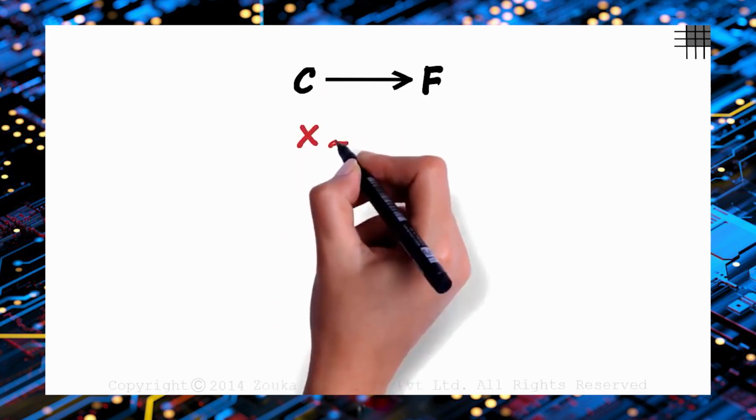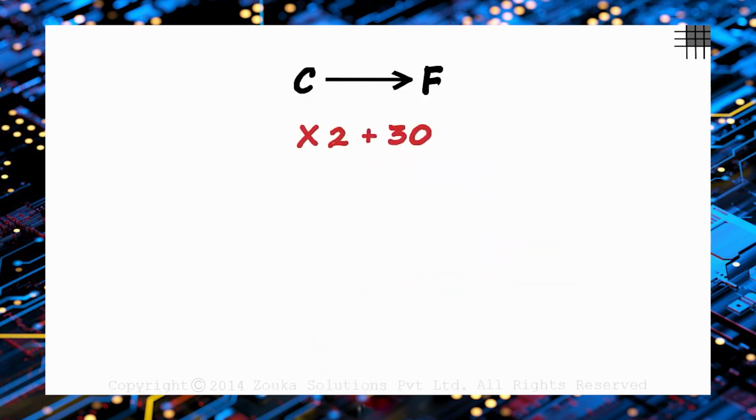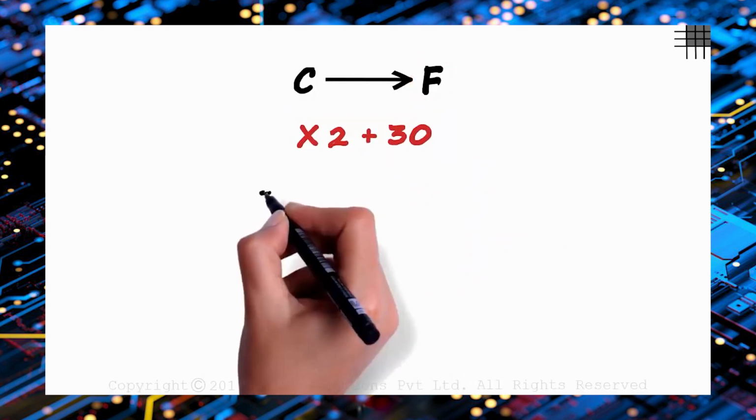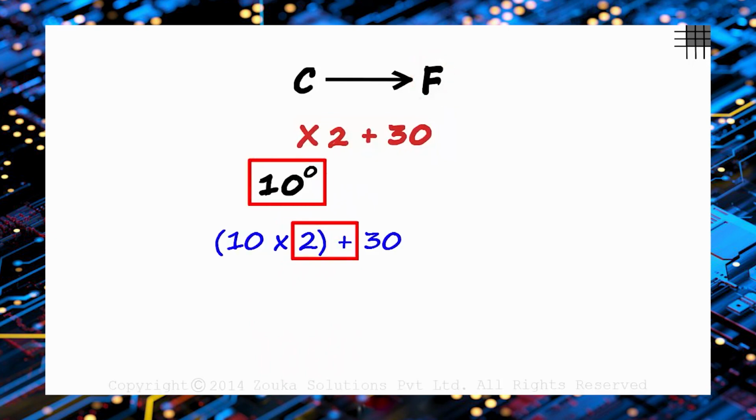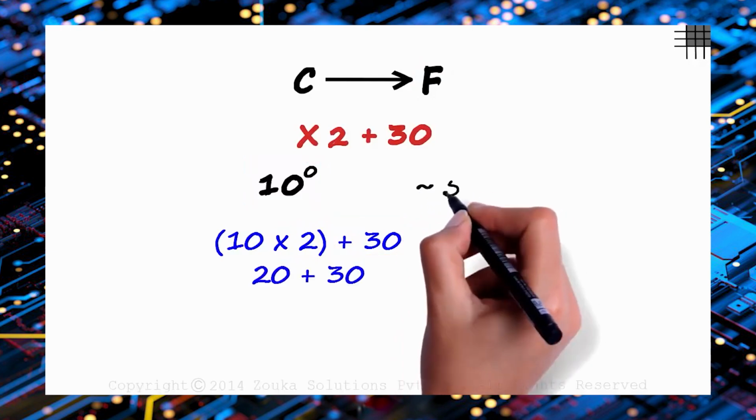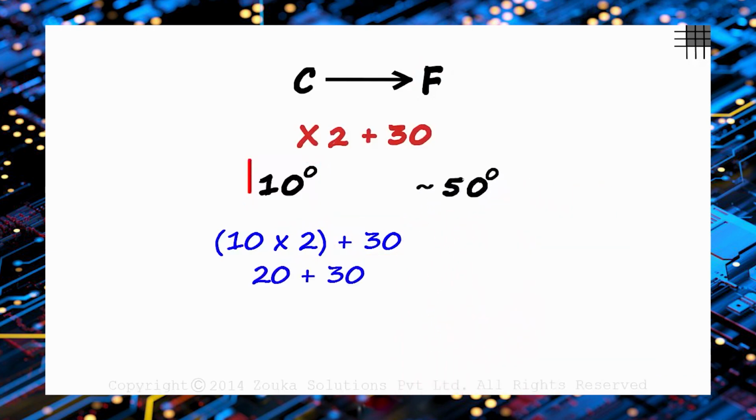Let's say you want to convert Celsius to Fahrenheit. All we need to do is multiply the temperature in Celsius with 2 and add 30 to it. That will give us the answer in Fahrenheit. Say 10 degrees Celsius. We need to convert this into Fahrenheit. Multiply it with 2 and add 30. 20 plus 30 is 50 degrees.